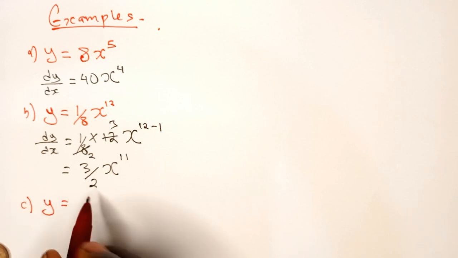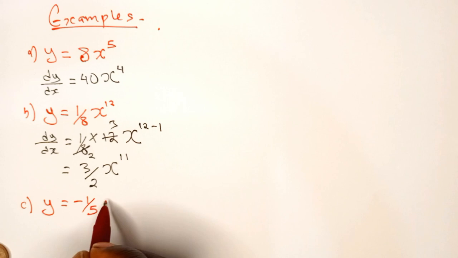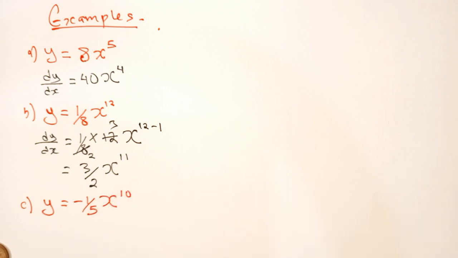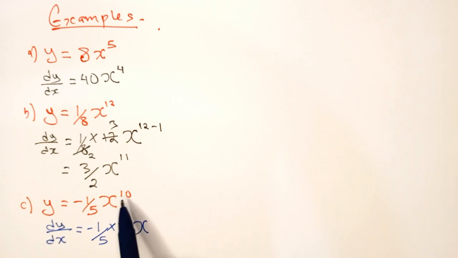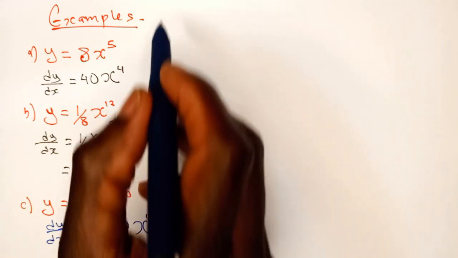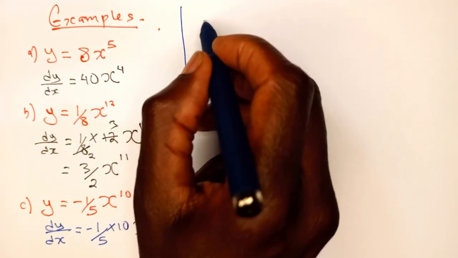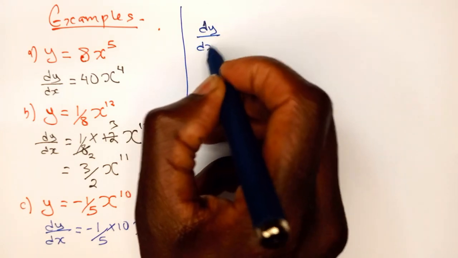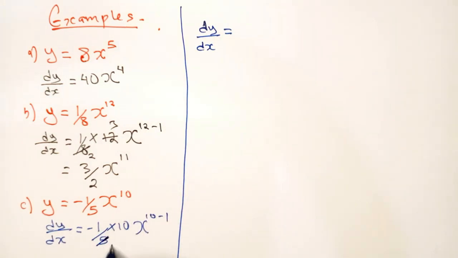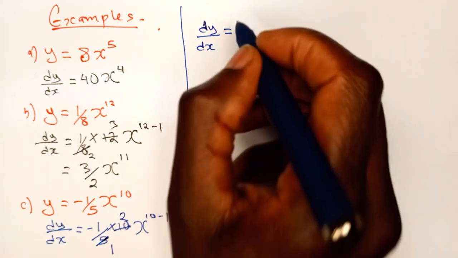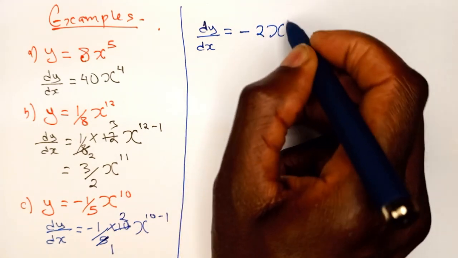y is equals to negative 1 over 5 x raised to 10. Again, our dy dx will be equals to negative 1 over 5 times 10 x, then we minus 1 from this power, so it will be 10 minus 1. So you will have dy dx is equals to, so 5 here 1, 5 goes here 2. So you'll have negative 2x raised to 9.